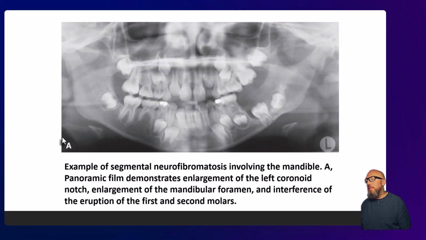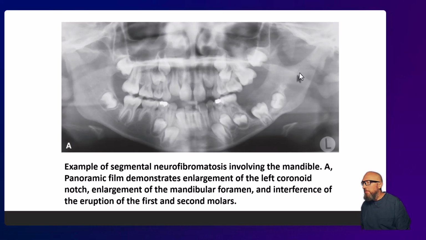Here's some examples. You see this multifocal radiolucency appearance? In this case, it's not quite as well corticated like we saw with the basal cell nevus. We see uneruption, we see actually inferior displacement of these teeth. We also see back here, and what did I say about changes of the mandible? You see an enlargement, kind of a deepening of this left coronoid notch.